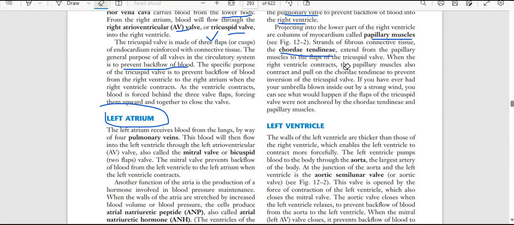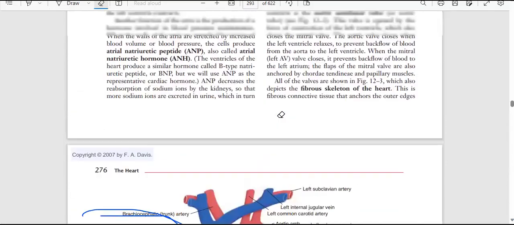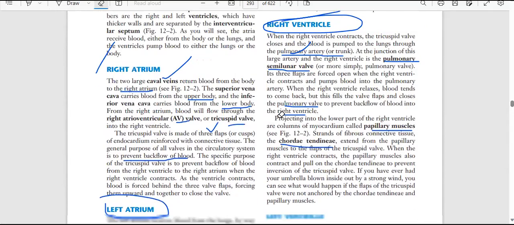When the right ventricle contracts, the papillary muscles also contract and pull on the chordae tendineae to prevent inversion of the tricuspid valve, like an umbrella turning inside out. Okay. So next we will come to the left atrium.